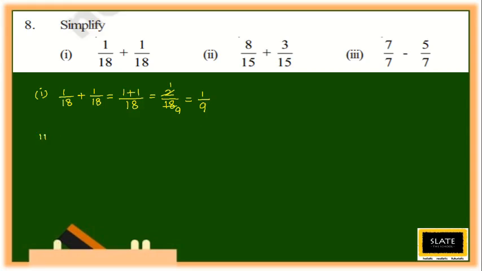Now second one, 8 by 15 plus 3 by 15. Again observe the denominators, they are same, so like fractions. So add the numerators. 8 plus 3 by 15. That's nothing but 8 plus 3 is 11 by 15. This is the answer. So when we have like fractions, simply add the numerators. Then we get the answer.